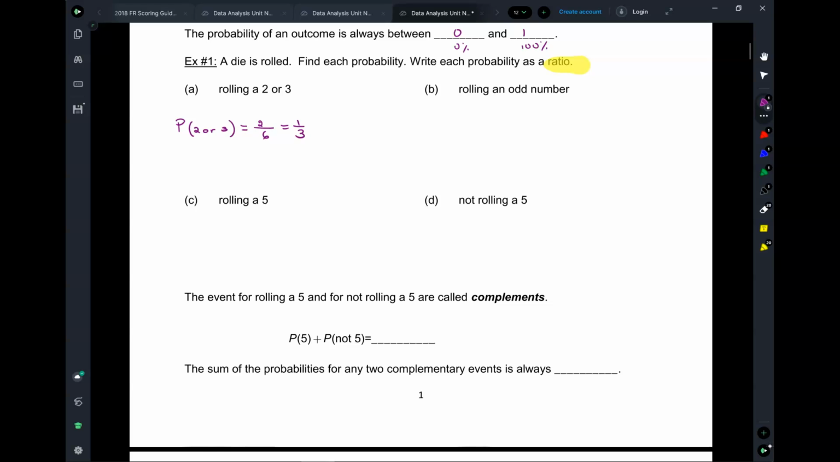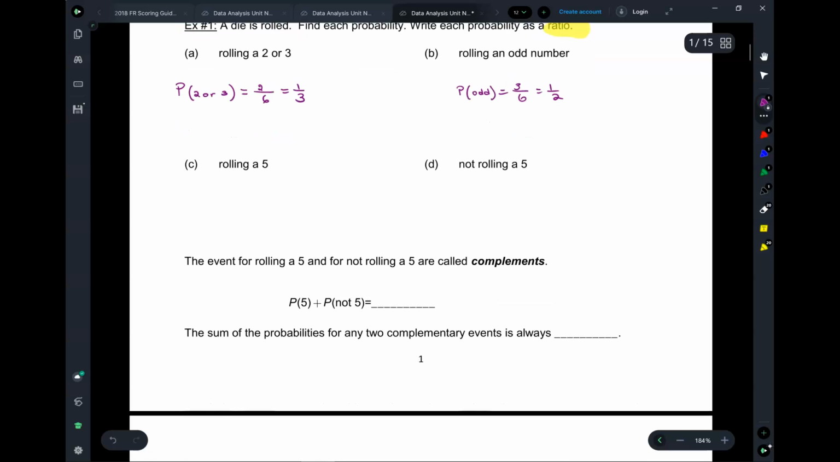What is the probability of rolling an odd number? So P of odd. How many different odd numbers are there? 3, right? So it's 3 out of 6, 1/2. That means when you roll a die, you get a 1 out of 2 chance that it's going to be an odd number.